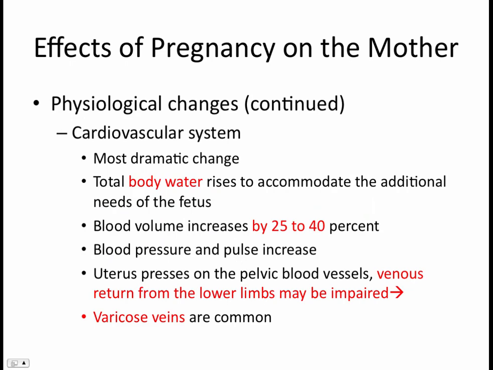More changes! Oh my goodness. Thank goodness for all of you who are mothers. We don't appreciate how much you put your body through for those 9 months. Let's look at cardiovascular system changes.